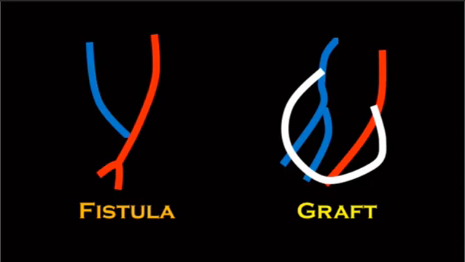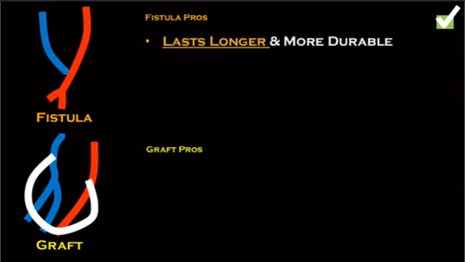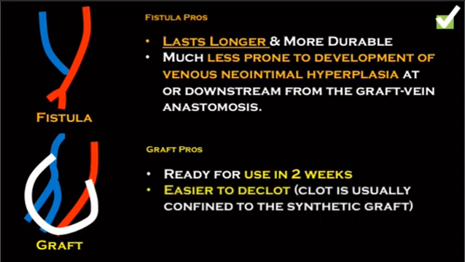So why doesn't everybody get a fistula? Well, there are pros and cons, so let's talk about it. Here are some of the pros of the fistula. These are all pros on this slide. The fistulas last longer, they're more durable, and they're less prone to the development of intimal hyperplasia and the resulting downstream issues. The pros of the graft are that they are more rapidly available to use, they mature quicker, and they're easier to declot, if the clot is confined to the synthetic graft portion anyway.